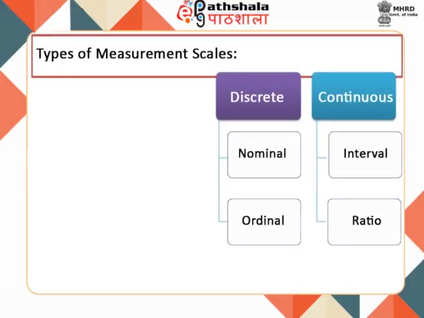Measurement scales can be broadly classified into two types. A scale used to measure a continuous variable is known as a continuous scale, whereas a scale used to measure a discrete variable is called a discrete scale. An example of a discrete scale could be gender, that is categorizing into male and female. An example of a continuous scale could be height, weight, etc. Further, the nominal and the ordinal scales come under the discrete scale. On the other hand, interval and ratio scales come under the continuous scale.